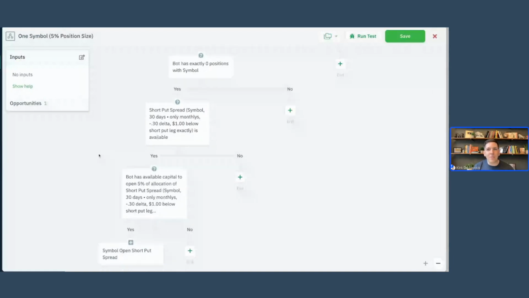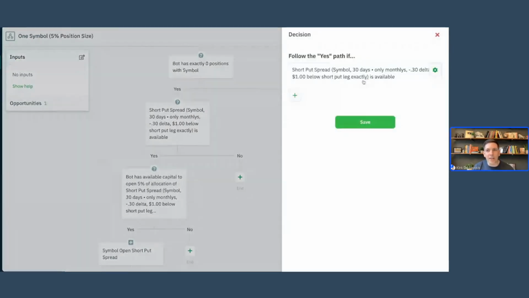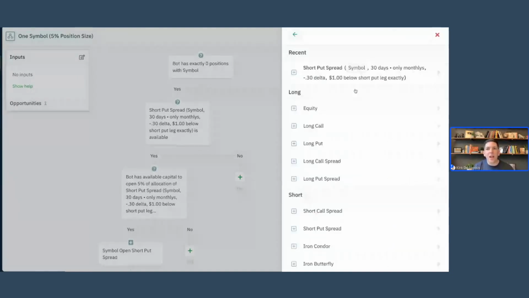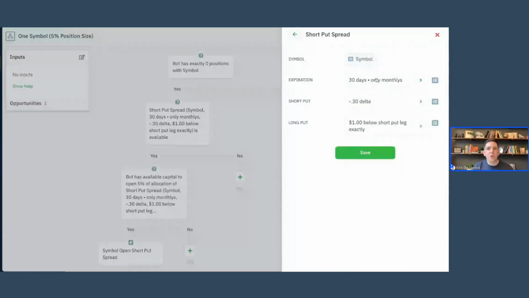Now what I'm going to do is have the bot check and see if the position I am targeting is available. I threw in, just for fun, that we were going to try to enter a short put spread 30 days from expiration. Here it is, short put spread, 30 days from expiration. The short put delta is about a 30, and the long put is $1 below the short put leg exactly. That makes it the tightest possible spread that you can do with about a 70% chance of success. That's just the one I used across the board as a good example.